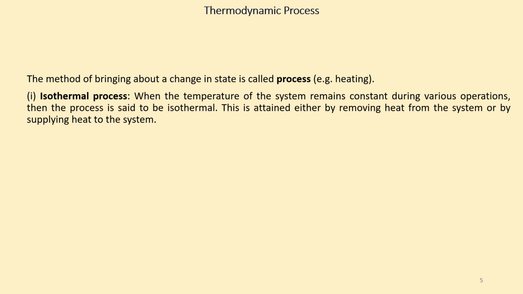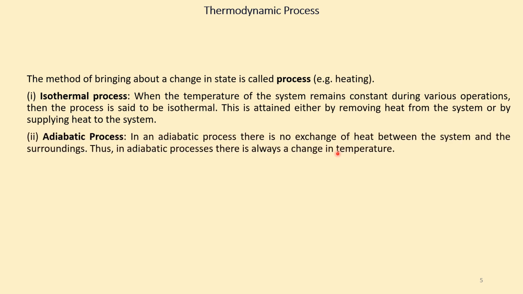First, isothermal process. When the temperature of the system remains constant during various operations, then the process is called an isothermal process. Hence, in the case of an isothermal process, there is no change in temperature. That is, temperature remains constant. This is attained either by removing heat from the system or by supplying heat to the system, thus maintaining the temperature constant.